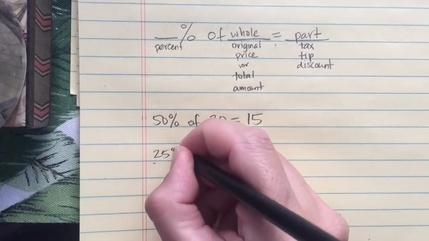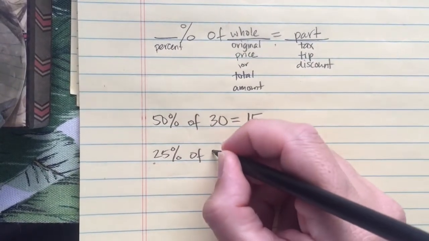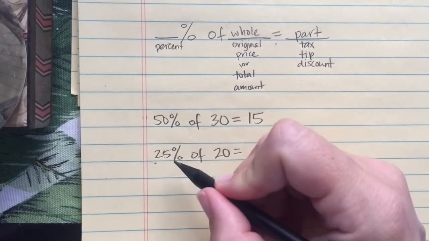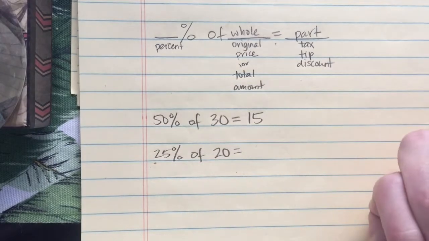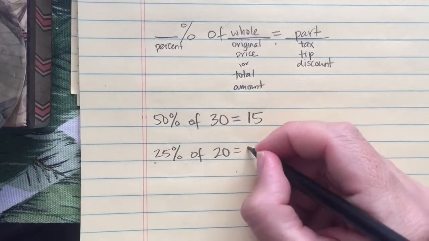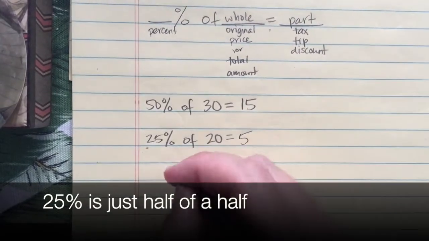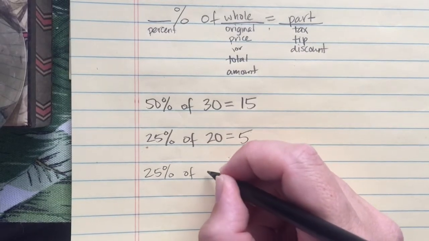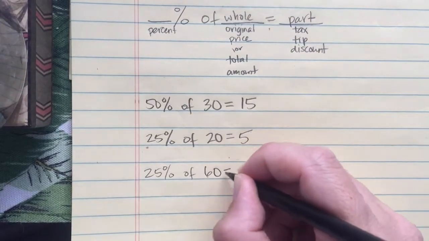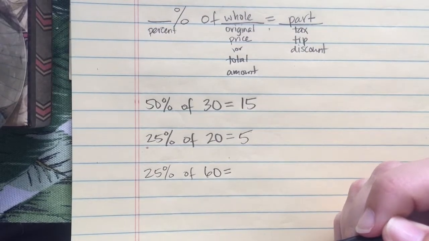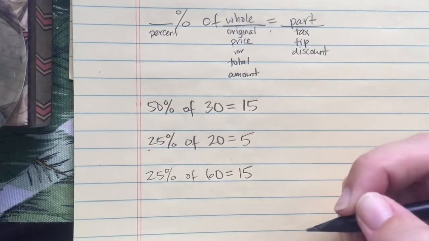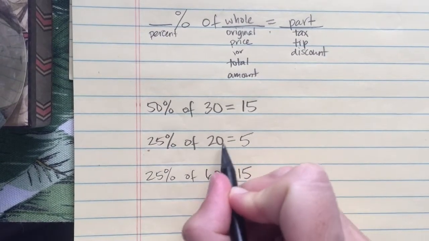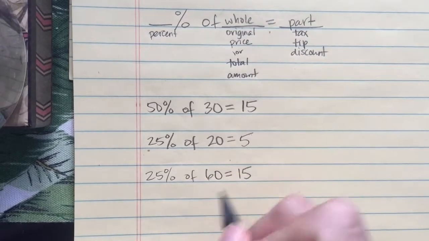If you had to do 25% of, let's say 20, remember with 25%, all you're doing is dividing by 4. So 20 divided by 4 is 5. If you had to find 25% of 60, 60 divided by 4 is 15. All right, so if you ever need to find 1/4 of something, 25% of something, all you're doing is dividing this number by 4 to get the part, okay?